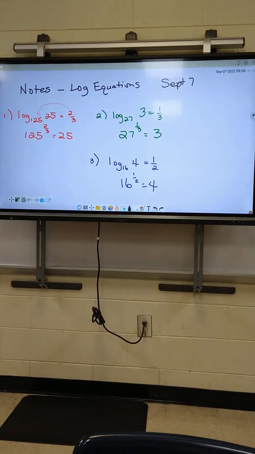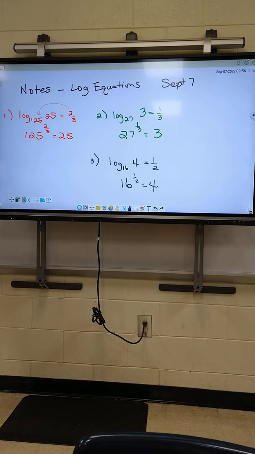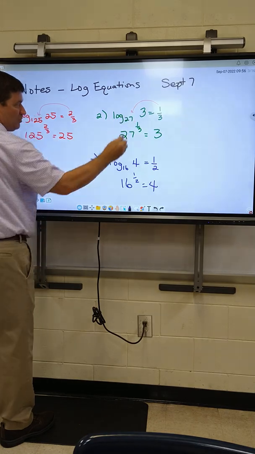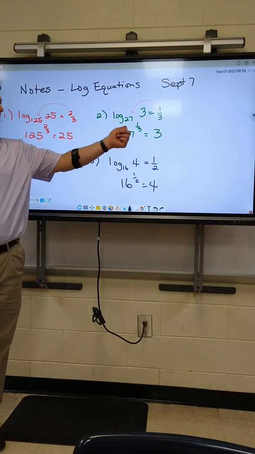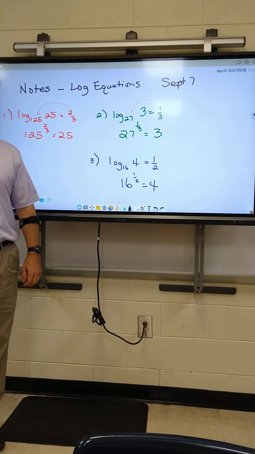Everybody good going from log form to exponent form? Ask a question, Casey. This is really just memorization. Look, Casey, you're just going to take the number on the right side of the equal sign, and when you write it in exponent form, it's going to become your exponent. Okay, we'll figure it out.